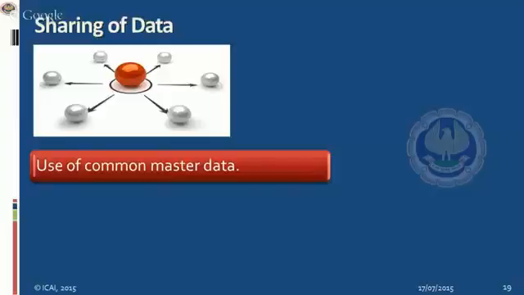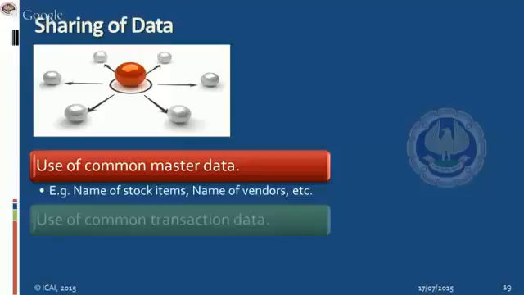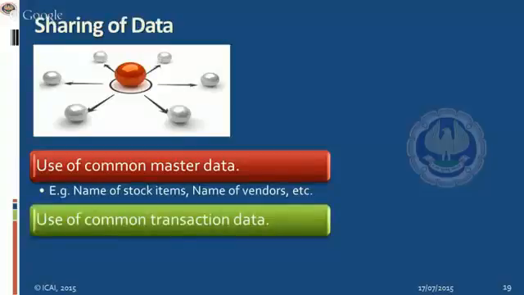Sharing of common data may include two aspects. One is using common master data. For example, the names of the stock items, names of the vendors, names of the customers must be the same across all the departments. And the second aspect of sharing common data is the use of common transactions data.